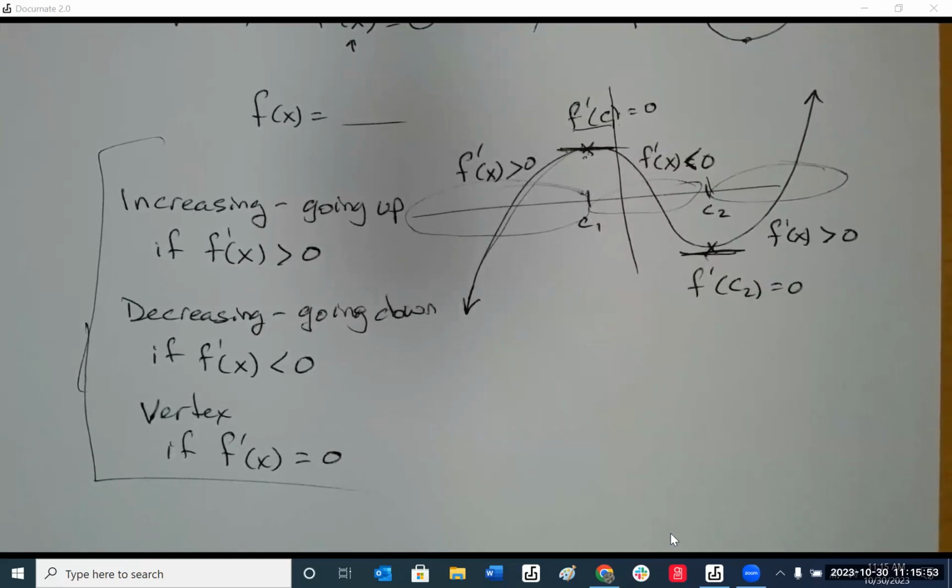If you take the first derivative of a function and place a value, any x value in there, then you can determine by the solution of that whether it's an increasing or decreasing or a vertex point.